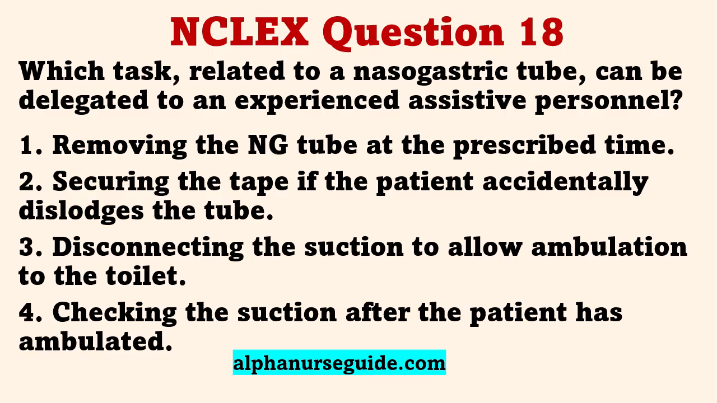The correct answer is 3. Disconnecting the suction to allow ambulation to the toilet. Rationale. Disconnecting the tube from suction is an appropriate task to delegate, but the nurse must give specific instructions or verify that the AP knows how to do this task.